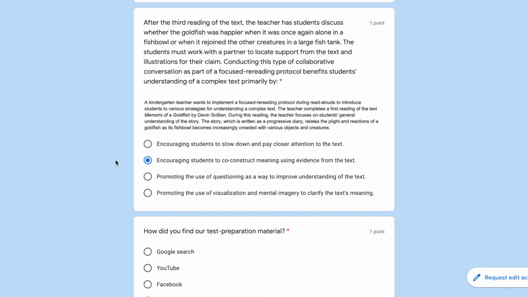All right, here we have letter B is best when students interact with their peers about a text. They can help facilitate one another's comprehension of the text. Understanding of the text is co-constructed as the students ask each other questions or challenge each other with an argument or claim. Having them locate support from the text and illustrations deepens their analysis and raises their accountability with respect to the claims that they make.